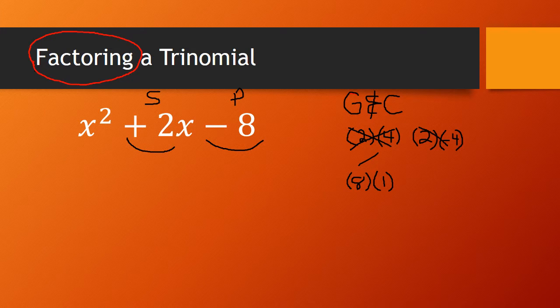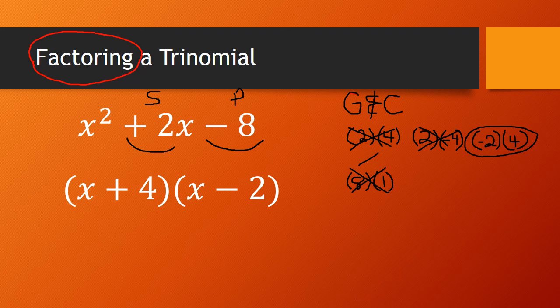So now I'm going to have to think about the other choice that I have, which is negative 2 and 4. Negative 2 times 4 is negative 8, and negative 2 plus 4 is 2, and this is exactly what I need, which eliminates my other choice of factors, 8 and 1. So x squared plus 2x minus 8 in the factored form is going to be x plus 4 times x minus 2.